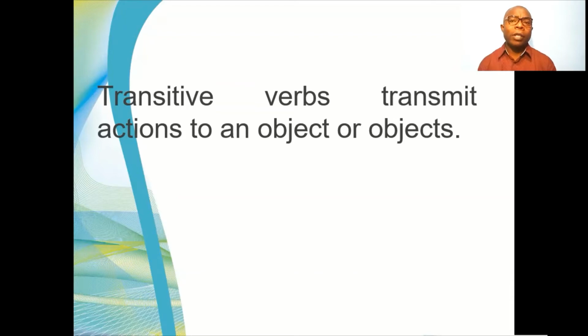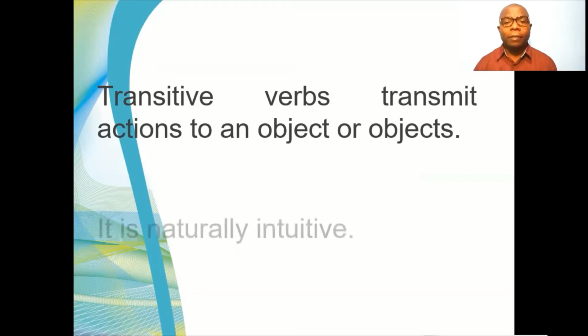We can talk about direct objects or indirect objects, but we wouldn't get into those technicalities. It's just a question of one object or more than one object, whether or not they are direct or indirect. Once the action is transmitted to something or some things, they are either an object or objects. So transitive verbs transmit actions to an object or objects.